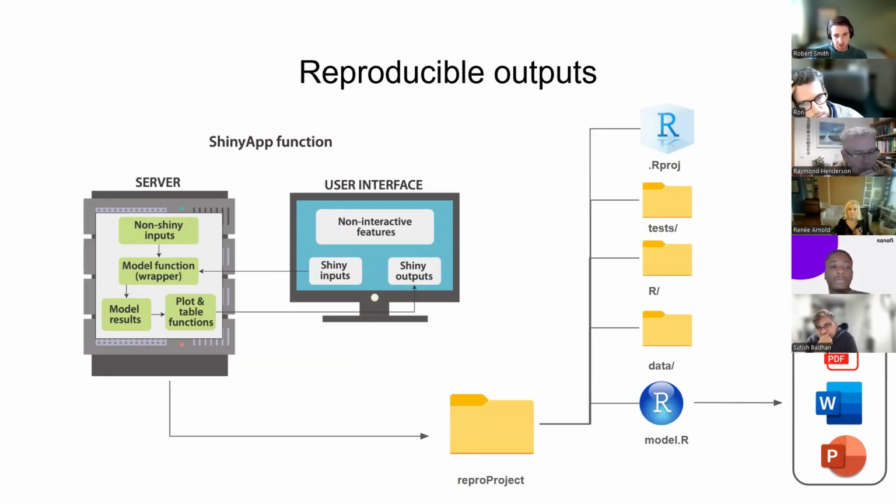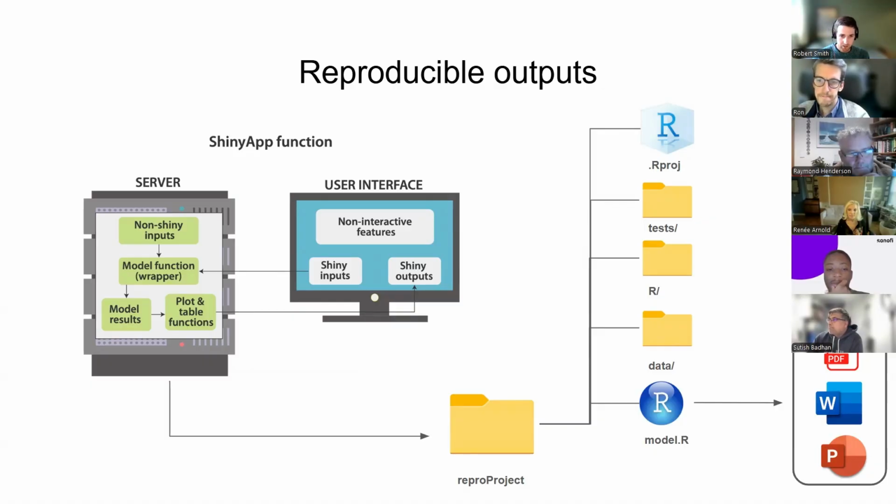So the ability to download an automated report, the ability to download plots and visuals, but then also how can they make it as reproducible as possible? How can they take all of the settings that they've made in the app and export out a zip file containing the R project with the project file, the model itself, all of the data, all of the tests, all of the R code.